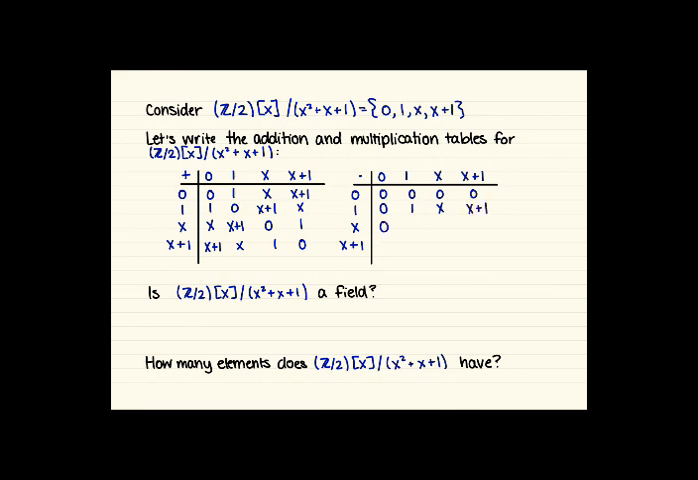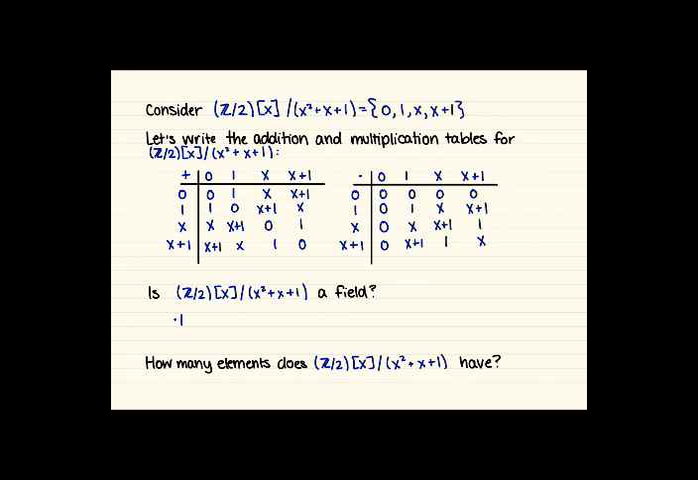x times 0 is 0, x times 1 is x, x times x is x squared. In this ring you can check that that's going to be congruent to x plus 1. And multiplying x times x plus 1, you can check that this is congruent to 1. Here we get 0, x plus 1, 1, and x.